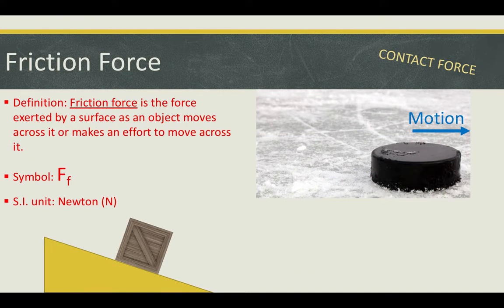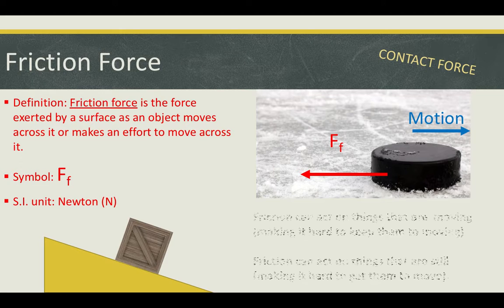Next, let's do the one on friction force. A friction force is the force that's exerted by a surface as an object moves across it or makes an effort to move across it. The symbol is F sub F, and the unit is the Newton. So in this case with the hockey puck, if the hockey puck is moving to the right, then the friction force is acting to the left.